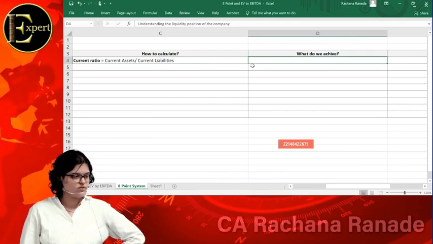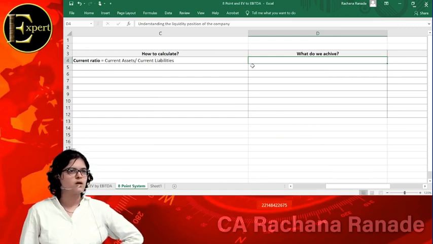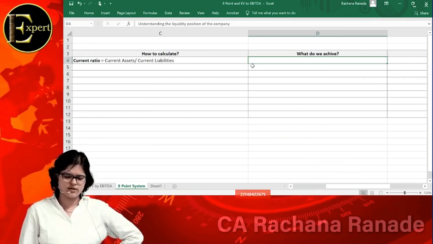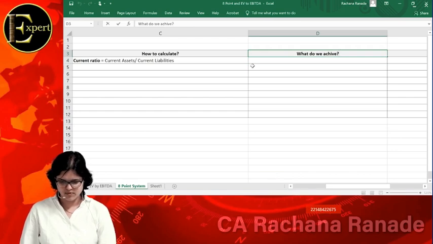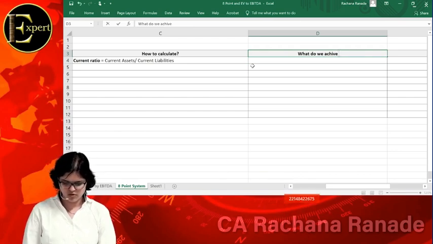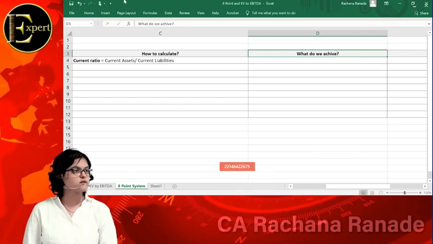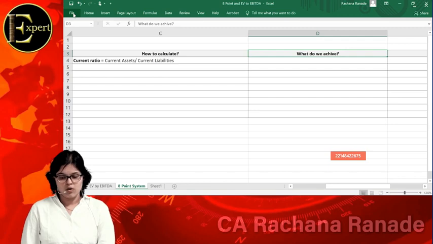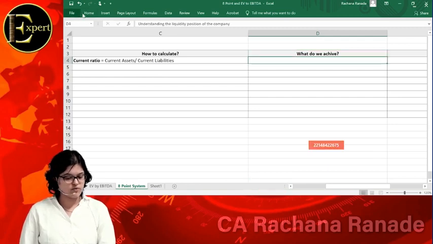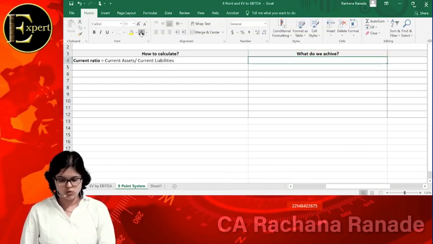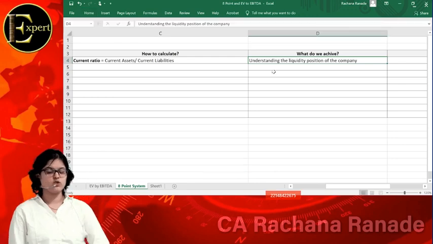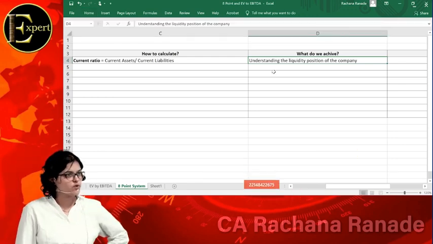Okay, what do we achieve with the current ratio? Tell me. What do we achieve? What do we understand? No, understand will go into interpretation again. What do we achieve is only correct. Okay, cash and cash position of the company. Yes. So what do we achieve? We understand the cash position or the liquidity position of the company.